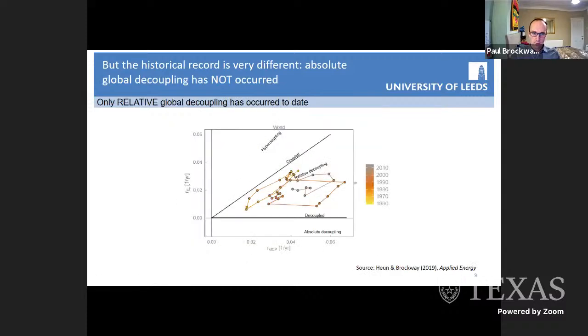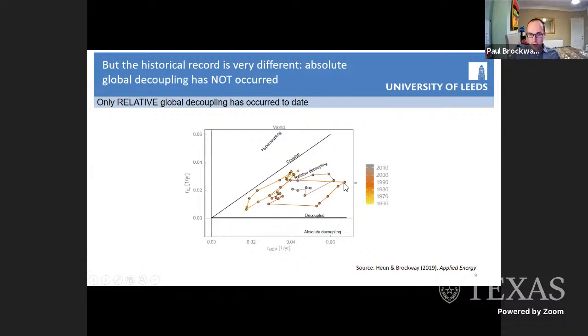And at a world level, when you plot things in terms of not absolute levels, but plot them in growth rates, we see an interesting picture. So this is a growth rate plot. Here we have growth rate of primary energy, in percentage terms, so this is 2%, 4%, 6% per year. And this is growth rate of GDP, 2%, 4%, 6% per year.